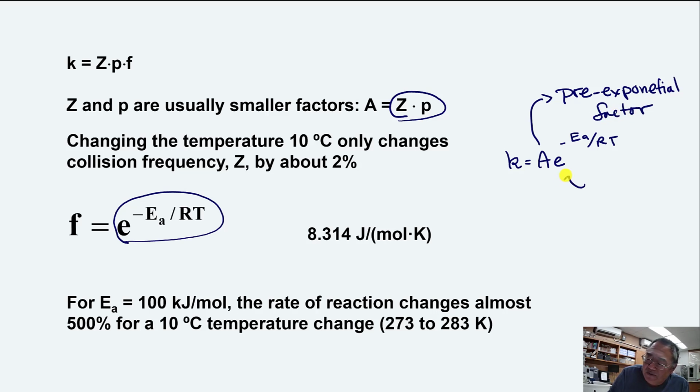It's called that because it comes before the exponential. It sounds really complicated, and I don't know why they didn't just give it a simple name, but they didn't.